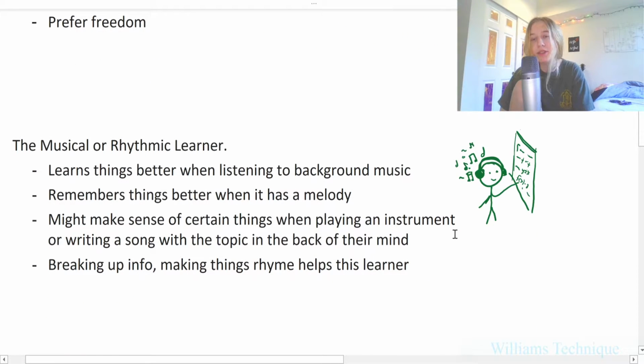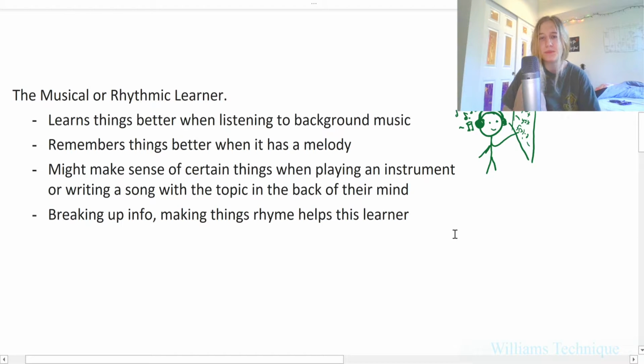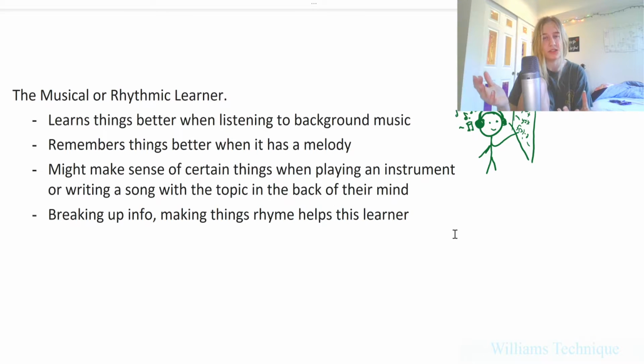Next one is the musical or rhythmic learner. They tend to learn better when there's background music going, or they remember things better when it has melody, like the quadratic equation jingle. You probably know what that is. Sometimes they'll play an instrument, and so they'll study first and then they'll play an instrument. And as they're playing an instrument, they'll sort of make sense of things that they just studied subconsciously. And then they'll come back to whatever they were learning and be like, oh, this makes sense now.